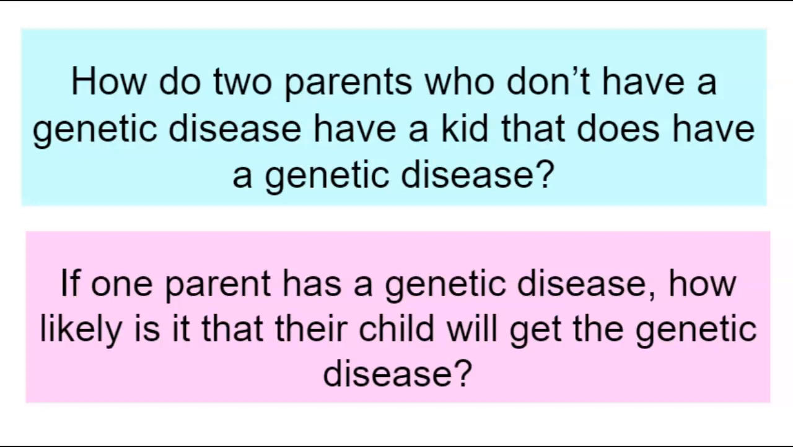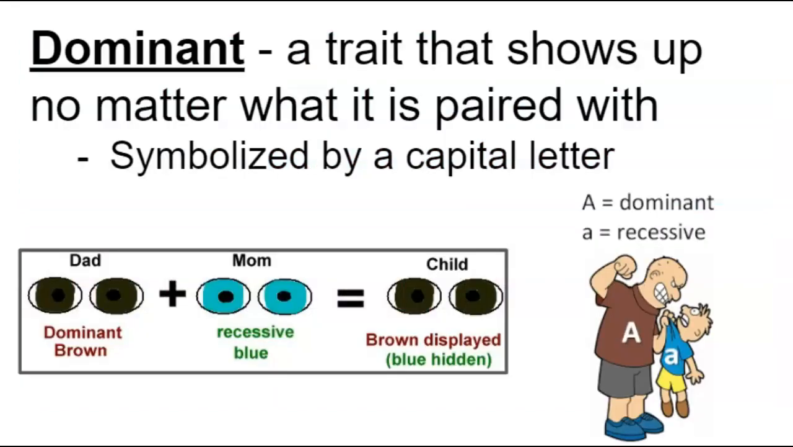So the first thing we need to talk about are traits. And some of you might remember some of this from 7th grade. We need to talk about genes and traits being dominant and recessive. If you've never heard dominant and recessive, don't worry, it will make sense in a little bit.